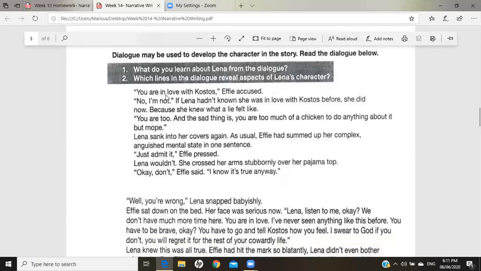You are in love with Costos, Effie accused. No, I'm not. If Lena hadn't known she was in love with Costos before, she did now, because she knew what a lie felt like. You are too.